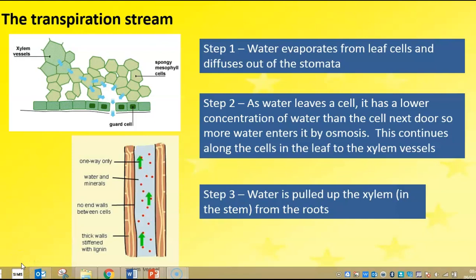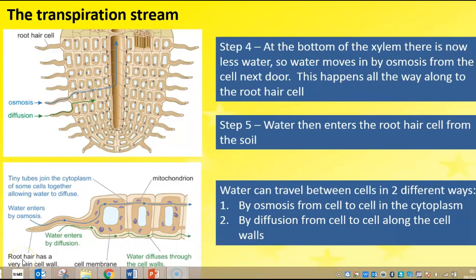So water is then pulled all the way up those xylem vessels which are inside the stem. At the bottom of the xylem now, there's no water because it's obviously shifted up towards the leaves, and so then water will move into the xylem from the cells in the roots just around the bottom of the xylem. That water will move into the xylem, and so that cell now has less water, so water will move in from the cell next door and all the way along until it gets to the root hair cell.